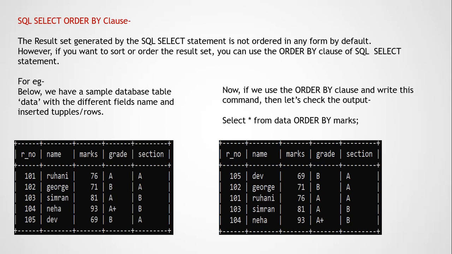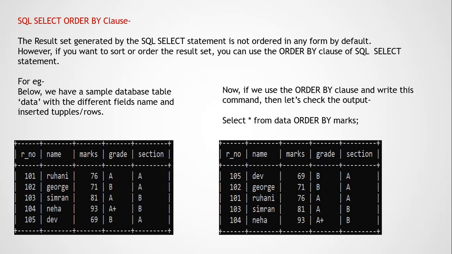Now what is there in this? The result set generated by the SQL select statement is not ordered in any form by default. Whenever you have a particular record in the SQL table and you want to display it in sorted order, it is not done by default. You have to create that sorted order of the result, so you can use the order by clause of the SQL select statement to get a particular sorted order.